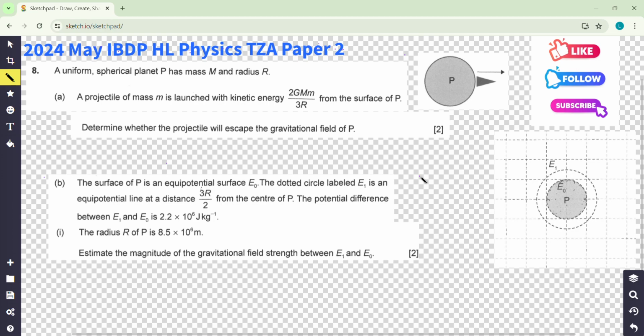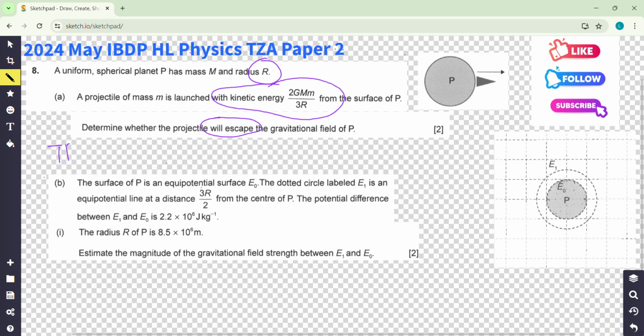Question A is about gravitational potential and gravitational field. Okay, 8A. It said that it has a kinetic energy. It talks about whether it can escape the gravitational field or not. Remember, if the total energy is larger than zero, it will escape. So it has a position R. So what is the total energy?